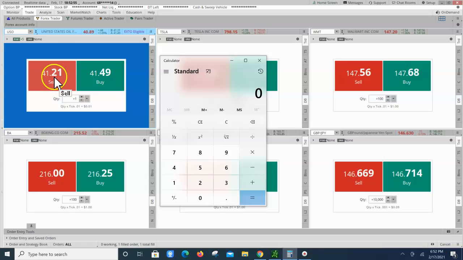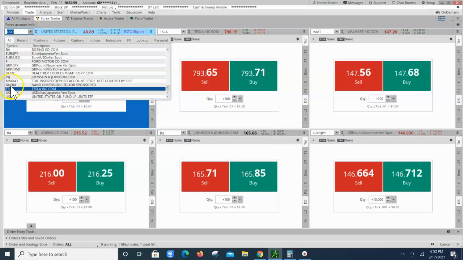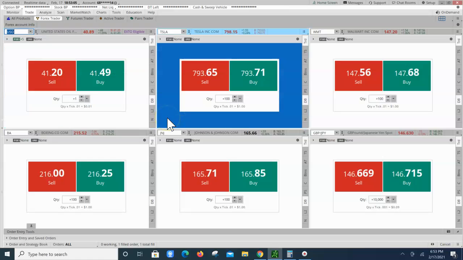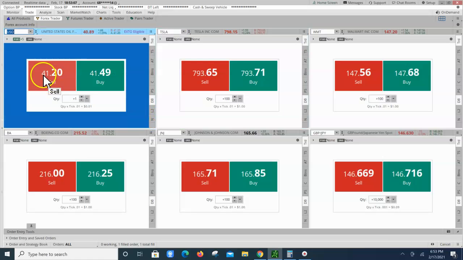So right here, we are looking at U.S. oil. You'll see the ticker symbol is USO, that's for United States Oil. We're going to be looking at this one first. Up here at the top, you see the B. The B stands for bid. The A stands for the ask.